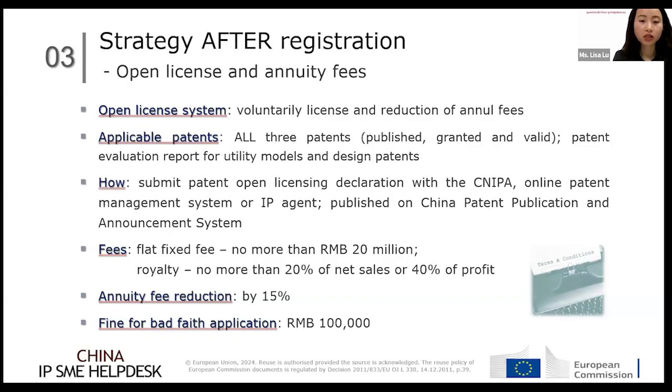And if the CNIPA realizes this open license was filed in bad faith, or the patent itself is in bad faith and should be invalidated, then the CNIPA may put a fine of up to 100,000 RMB on the patent owner.